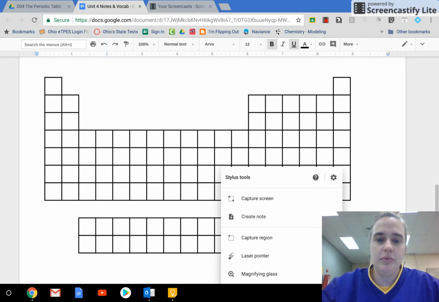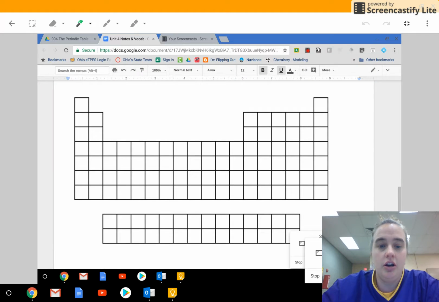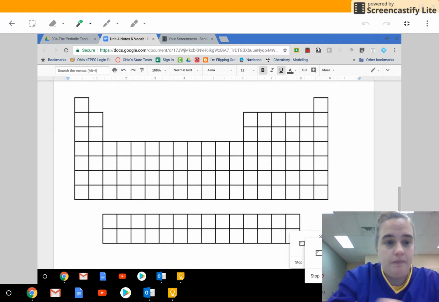Hi guys, today we are going to talk about the periodic table and we're going to draw all over our periodic table. So why don't you get out your note sheet? On the back side of it, you should see this blank periodic table like so. First thing that we're going to talk about is periods and groups.